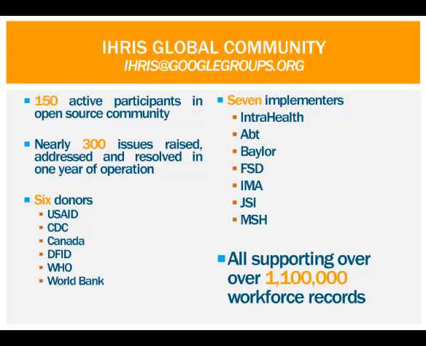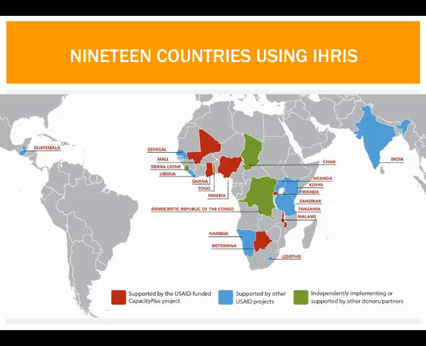in about a year of operation. The software is supported by 6 donors, the primary donor being USAID, and 7 implementers, the primary implementer being IntraHealth. All of these donors and implementers have been engaged in supporting software implementation in 1 or more countries. And altogether, this community is supporting the iHRIS software in over 1,100,000 workforce records across 19 countries.